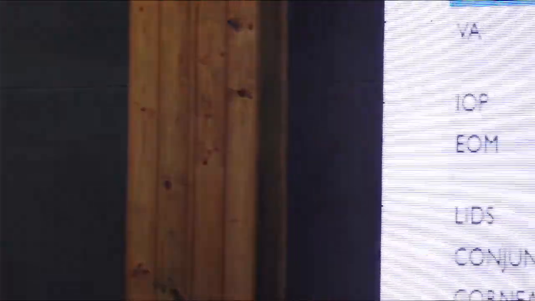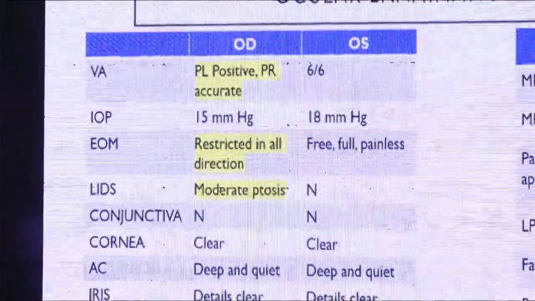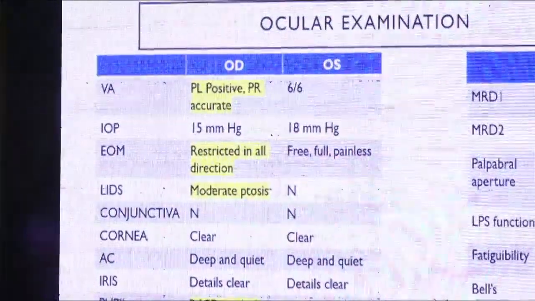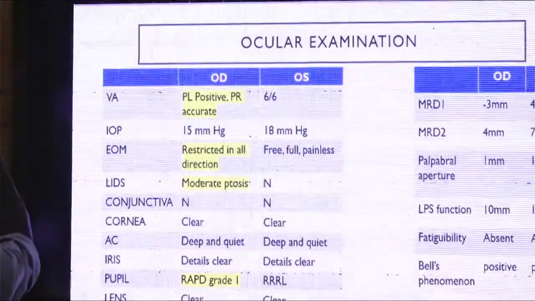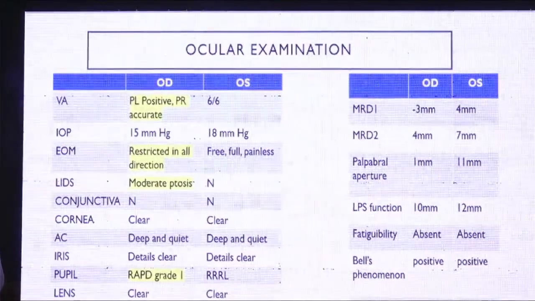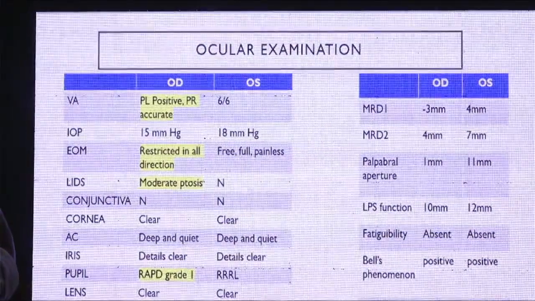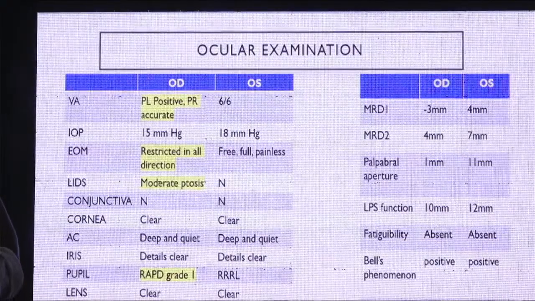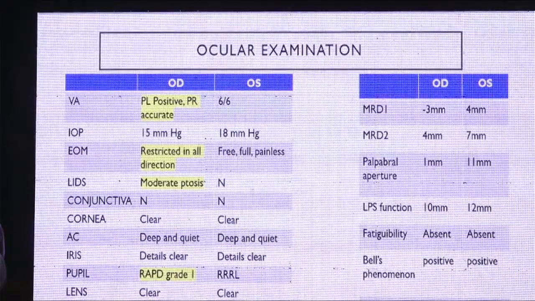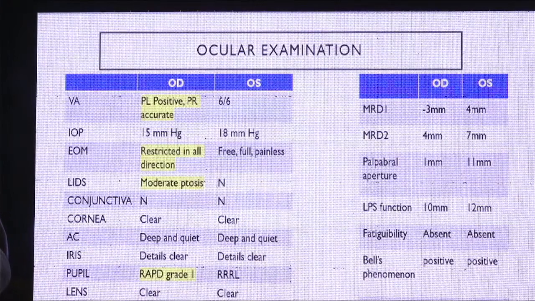On ocular examination, the visual acuity of the right eye was perception of light positive, and PR was accurate. The extraocular movement was restricted in all directions. The right eye had moderate ptosis. On pupillary examination, it was found to be grade 1 relative afferent pupillary defect, and the fundus showed a pale optic disc. On left eye examination, it was found to be normal, and the visual acuity was 6/6.